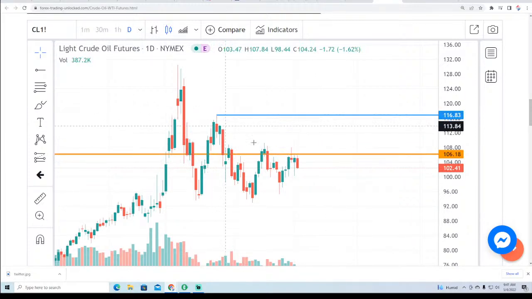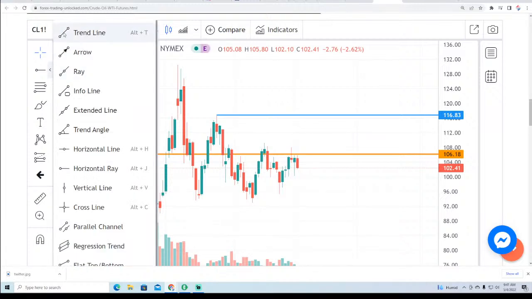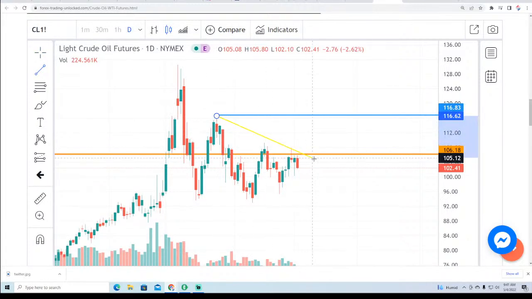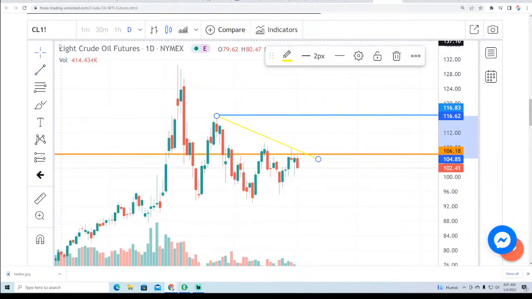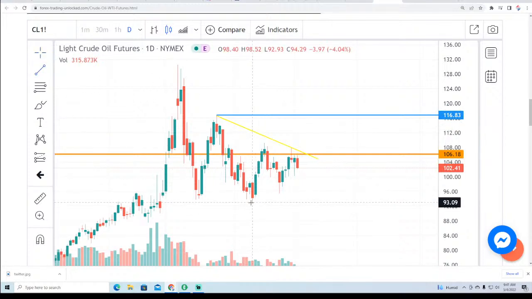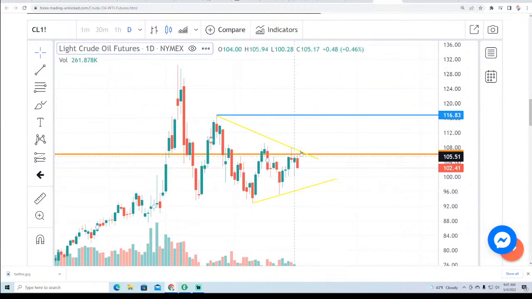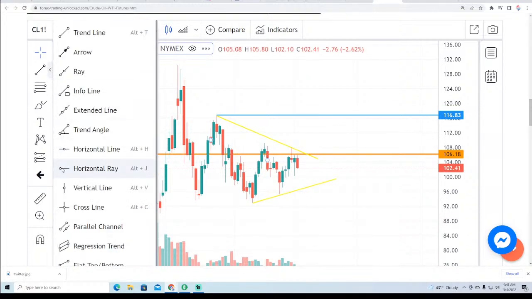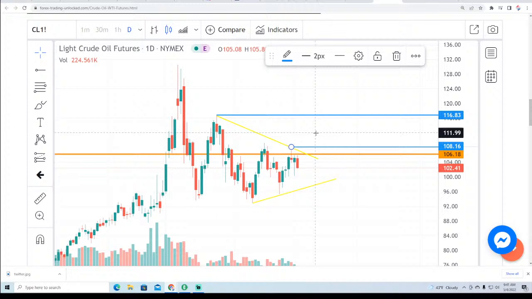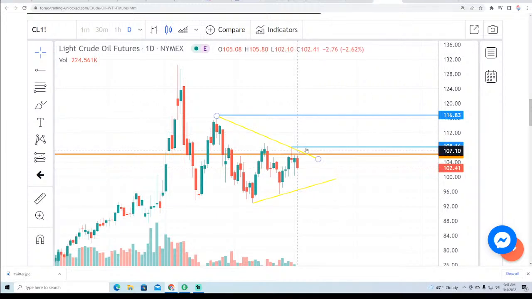I think that we are ready to break out. We've been consolidating, we've been wedging, and now you're going to see the breakout occur. So here's this little wedge, and here's this little wedge, and right now you can see we're ready to take a challenge of this little area here. If we take out this last swing high, right around 108, above 108, we're looking to challenge 116. Above 116, we're looking at 130.